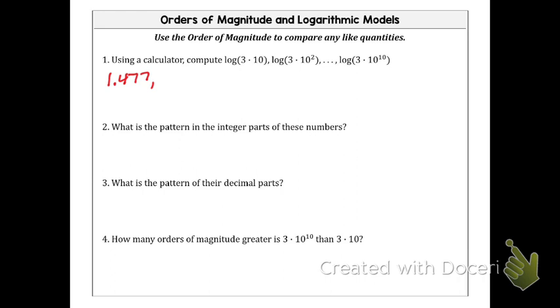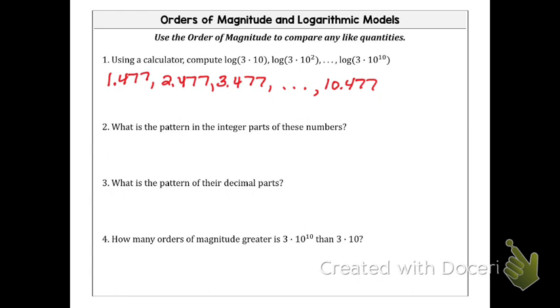Log of 3 times 10 squared, I got 2.477. Log of 3 times 10 raised to the third, I got 3.477, and we'll keep going, and then log of 3 times 10 raised to the 10, and I got 10.477.